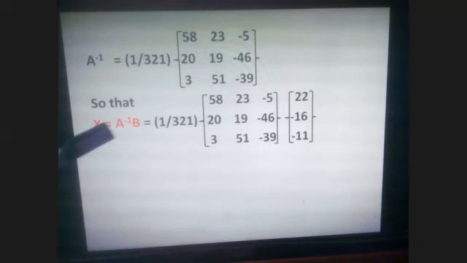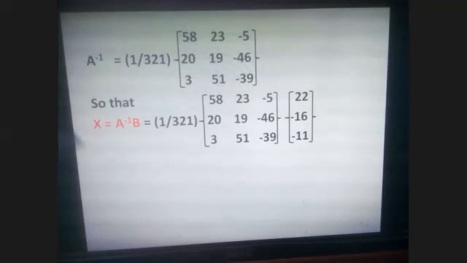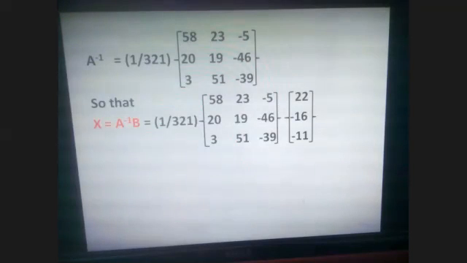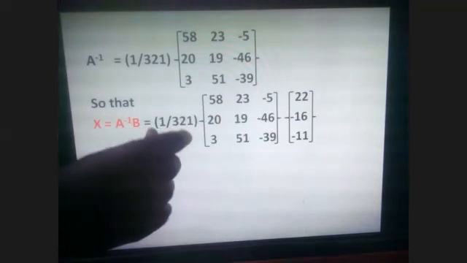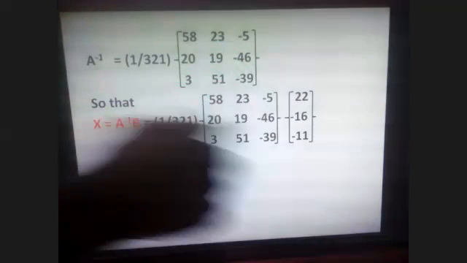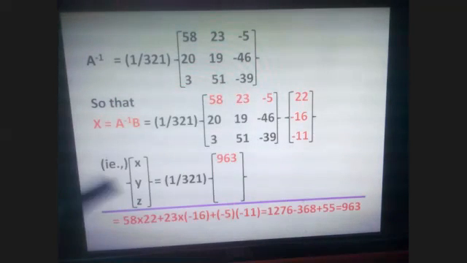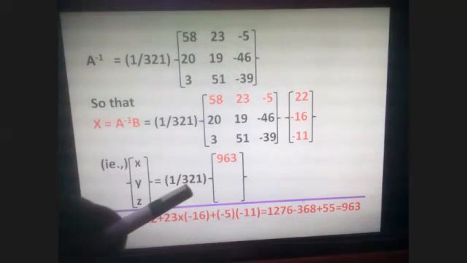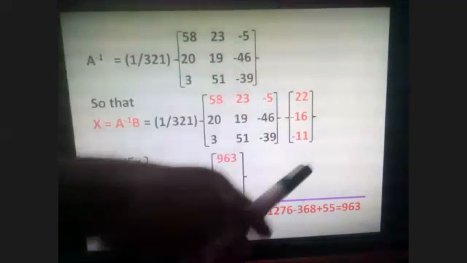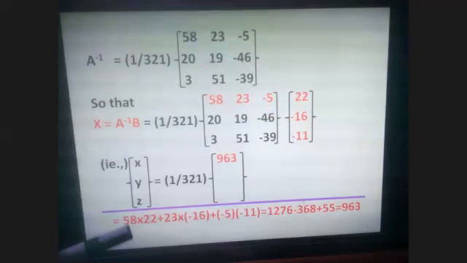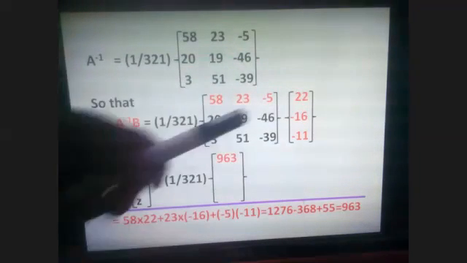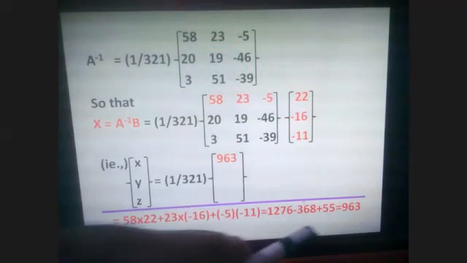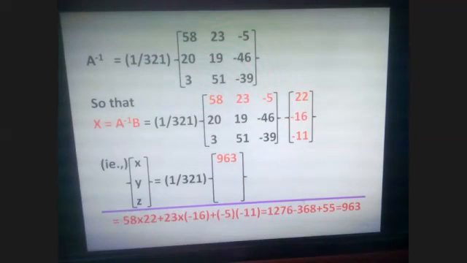Now what is X? A inverse B. A inverse here. B, we have the constant 22, minus 16, minus 11. Now multiply. Let this be outside itself. So X means your X, Y, Z. 1 by 321 I am keeping as it is. First row, first column. Multiplication is here. 58 into 22 plus 23 into minus 16 plus minus 5 into minus 11. That is calculated to be 963.